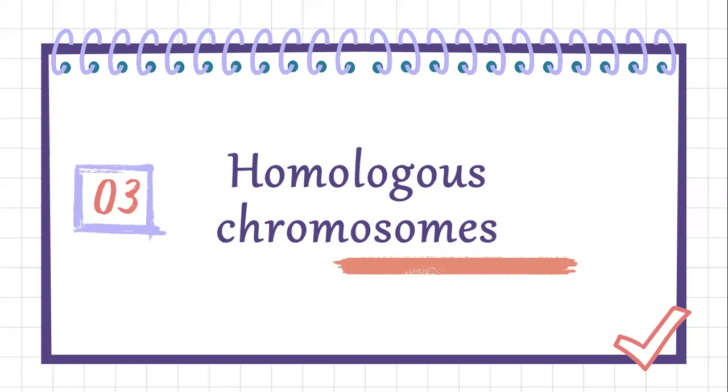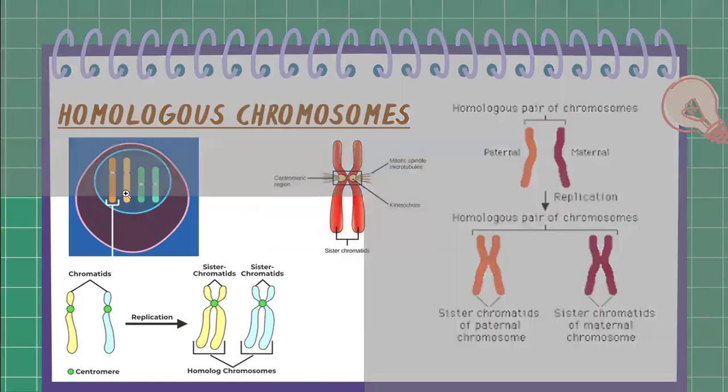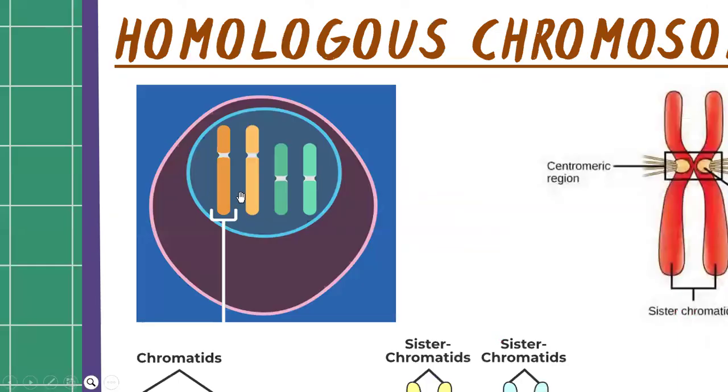Let's start with another term, homologous chromosomes. These are the terms we are going to use in our lecture, right? So homologous chromosomes, what are these? So let's start with this diagram. From this diagram, this is a diploid cell, right?